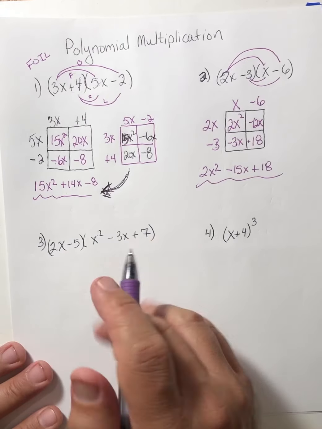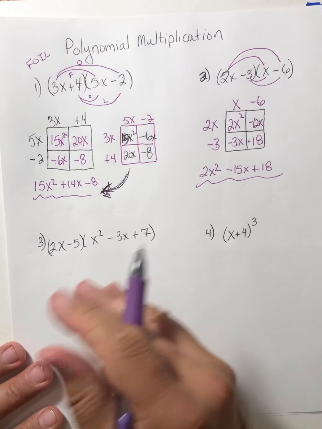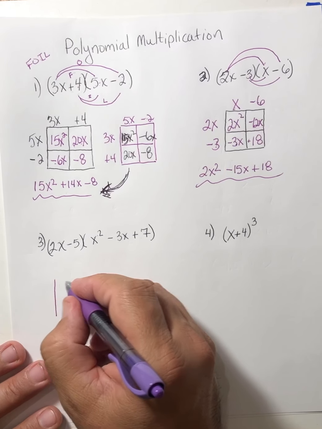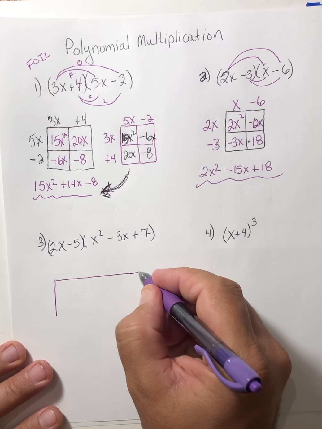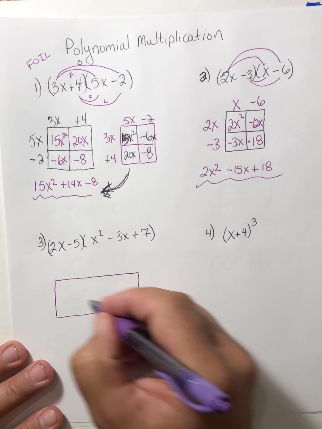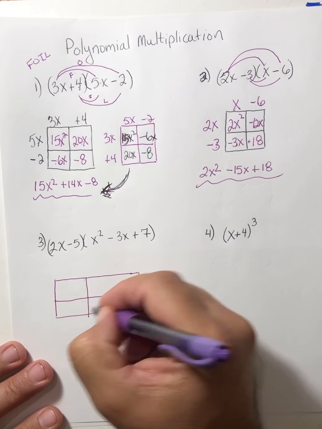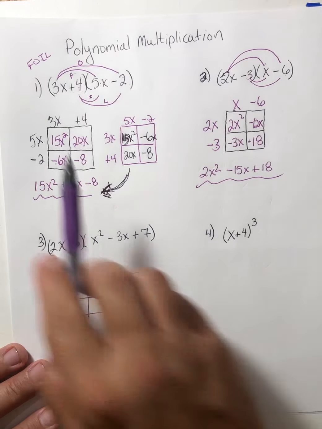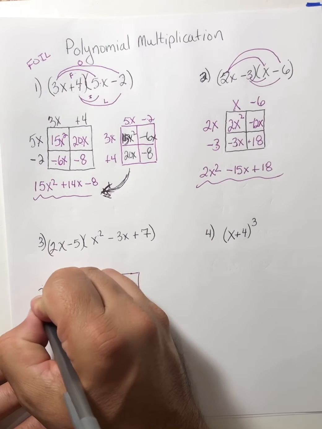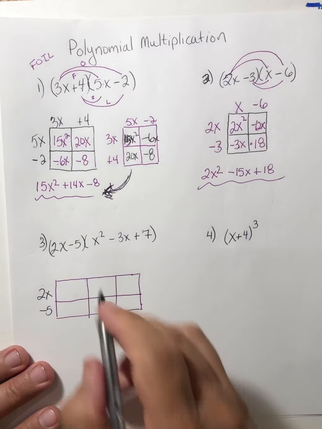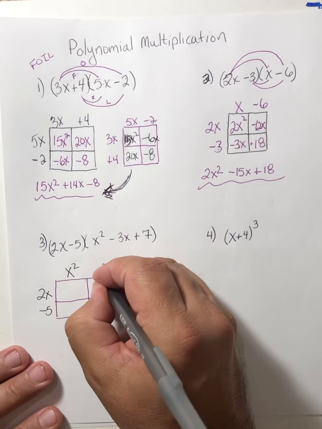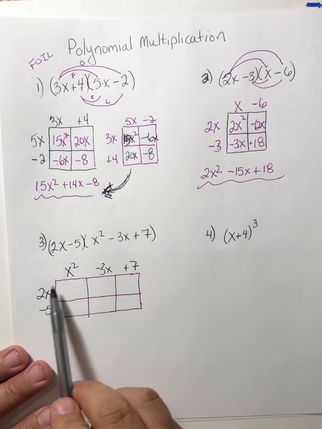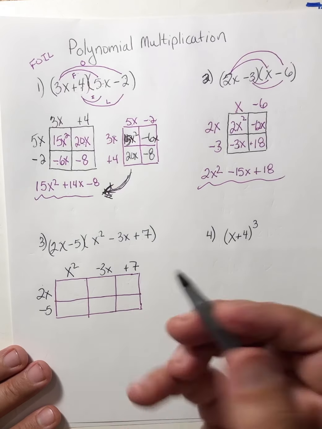So when I see this, there's 2 here, 3 here, so we're setting up a grid that's 2 by 3. It's going to have 2 rows and 3 columns. So I'll put the 2x minus 5 here, and then the x squared minus 3x plus 7. So let's just multiply, combine. That's all we do.